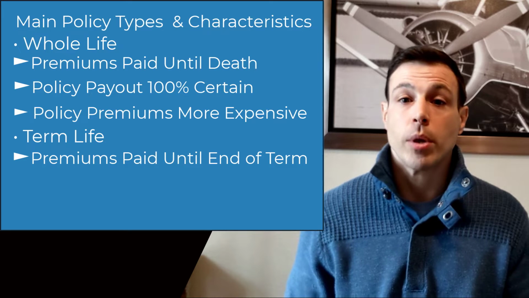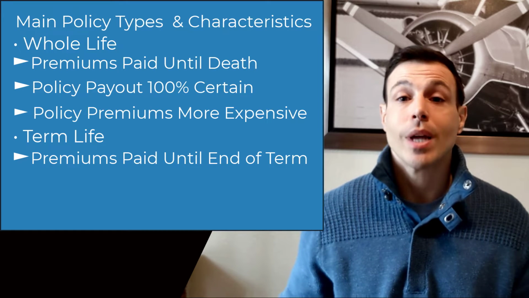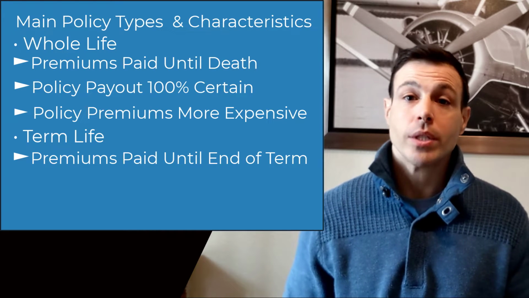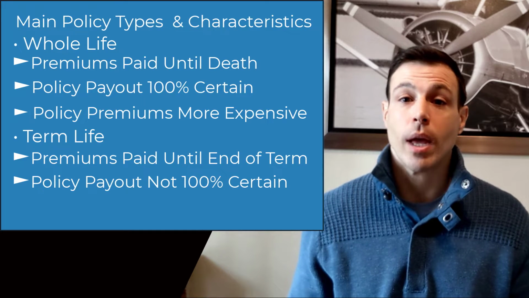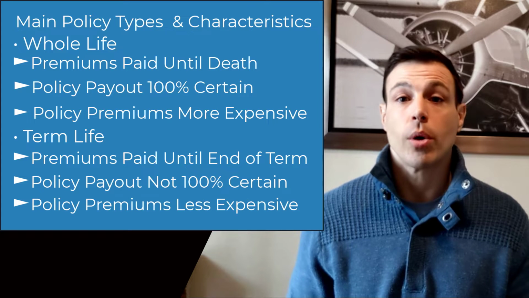A term life policy, on the other hand, as the name implies, is not until death but for a specific term. In other words, some specific period of time. And because the policy is not until death, there's a much lower probability the insurance company is going to have to pay out, and so it's usually priced much lower.